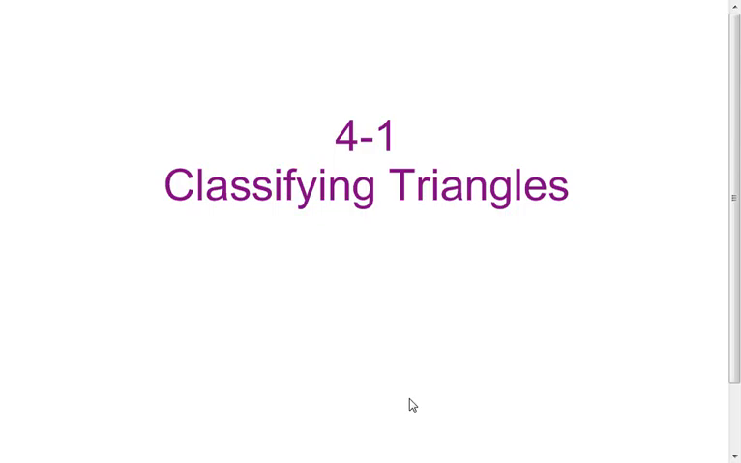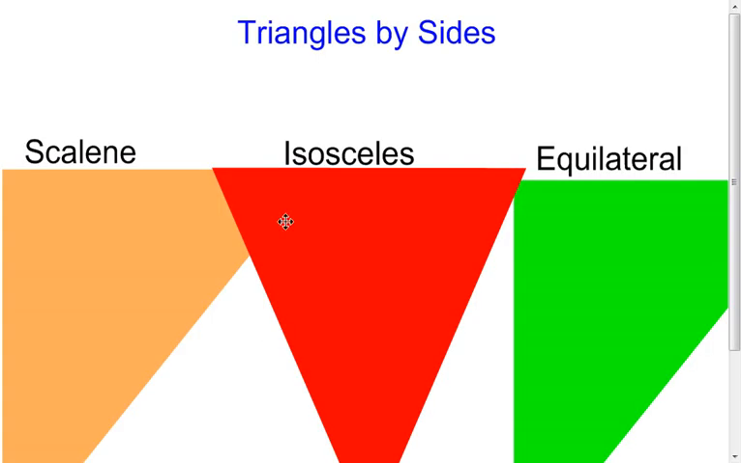We're going to talk about different kinds of triangles in this lesson. And the first way that we're going to talk about triangles is based off their sides. Now there's three ways to name a triangle based off the sides of the triangle. There's the scalene triangle, the isosceles triangle, and the equilateral.